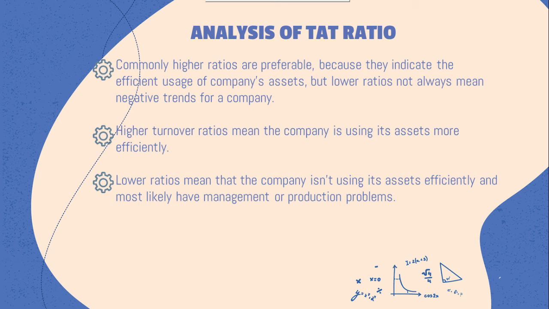But lower ratios do not always mean negative trends for the companies, because now it includes current assets which are liquid. But basically everything is based on numbers. Higher turnover ratio means the company is using assets more efficiently, but lower ratio means that the company isn't using its assets efficiently and most likely management dia ada masalah.